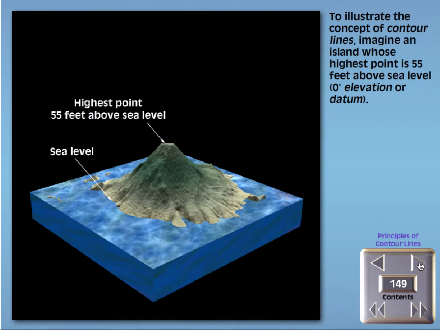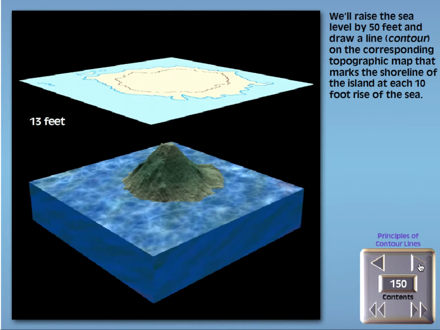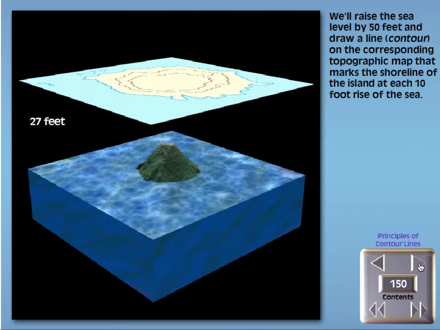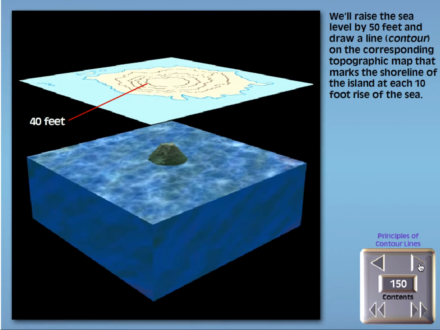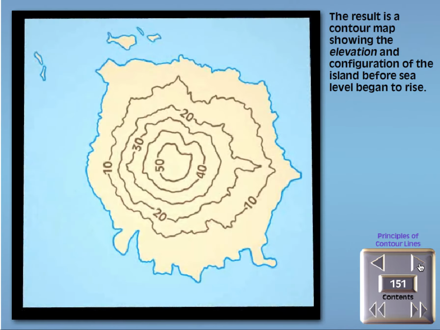To illustrate the concept of contour lines, imagine an island whose highest point is 55 feet above sea level. We'll raise the sea level by 50 feet and draw a line on the corresponding topographic map that marks the shoreline of the island at each 10-foot rise of the sea. The result is a contour map showing the elevation and configuration of the island before sea level began to rise.